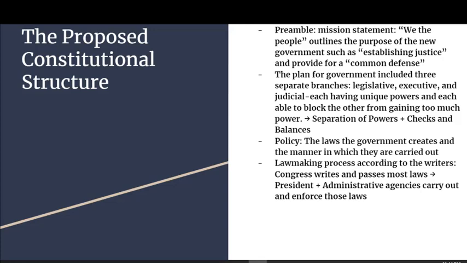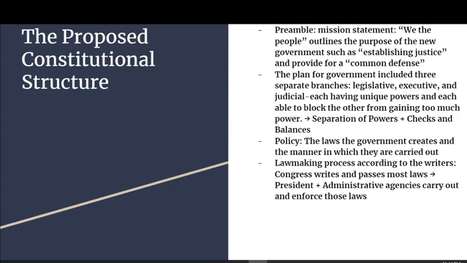So first, there's a preamble, or the mission statement. We all know the Constitution begins with "We the people," which outlined the purpose of the new government, such as establishing justice and providing for a common defense for the nation. Next, the plan for the government included 3 separate branches: legislative, executive, and judicial. Each of these 3 branches has unique powers, and each is able to block the other from getting too much power. This idea is the separation of powers, and also includes checks and balances.